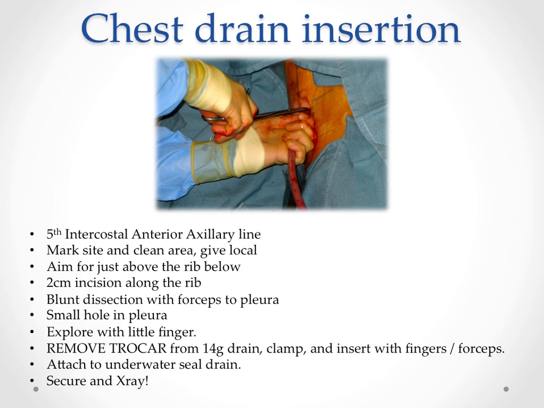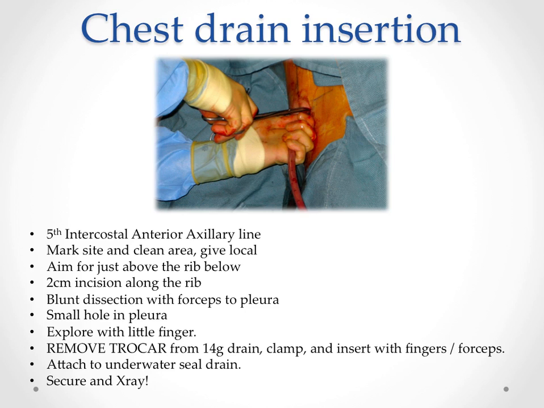If you have done a needle thoracocentesis for a tension pneumothorax, of course you've created a pneumothorax and you will need to insert a chest drain. Sit the patient at a 45-degree angle, make sure they have a patent airway, put them on the monitors, give them some analgesia, fentanyl or maybe ketamine.